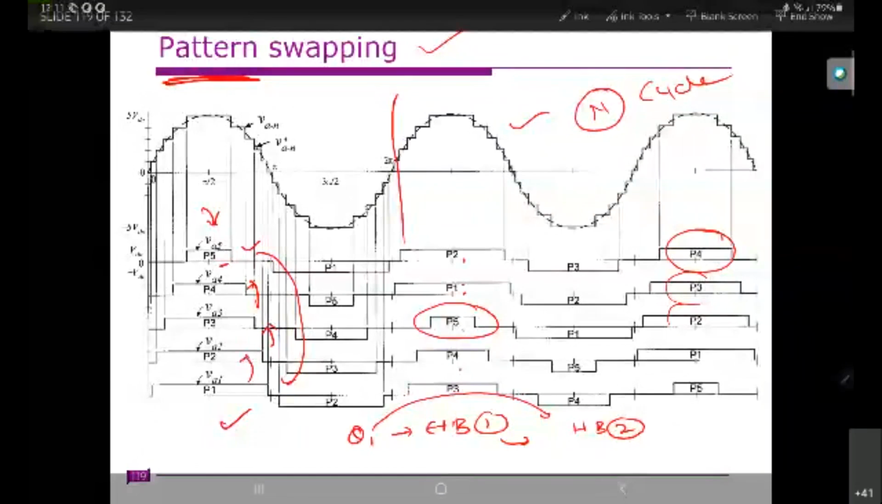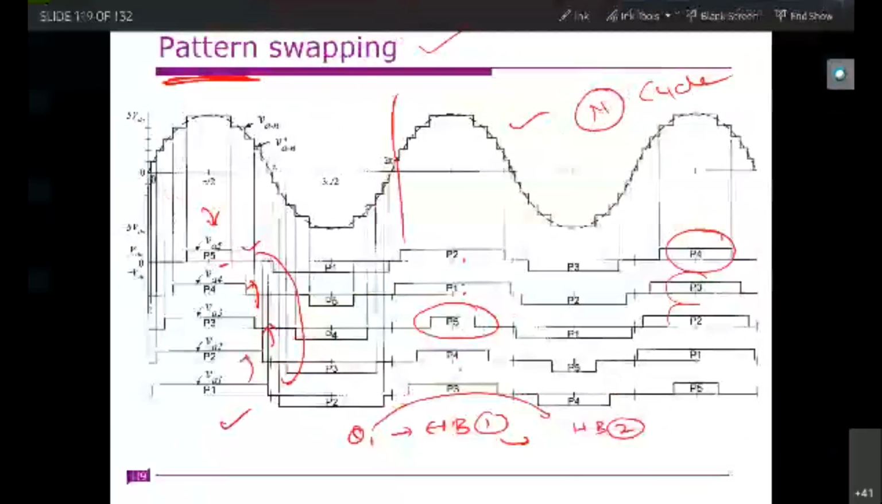Do you have any doubts on this? No, sir. Okay. This is just an extension of the selective harmonic elimination that we discussed for 2 level. So this is an extension to higher levels, a direct extension.